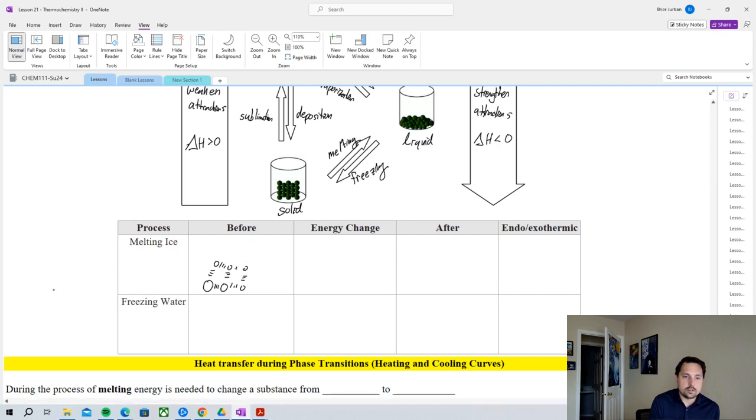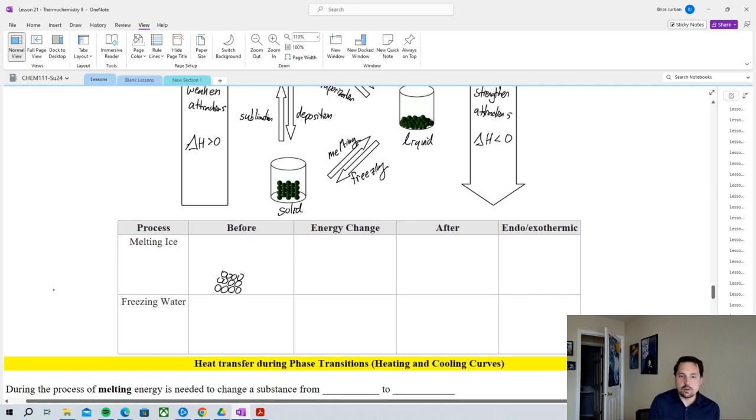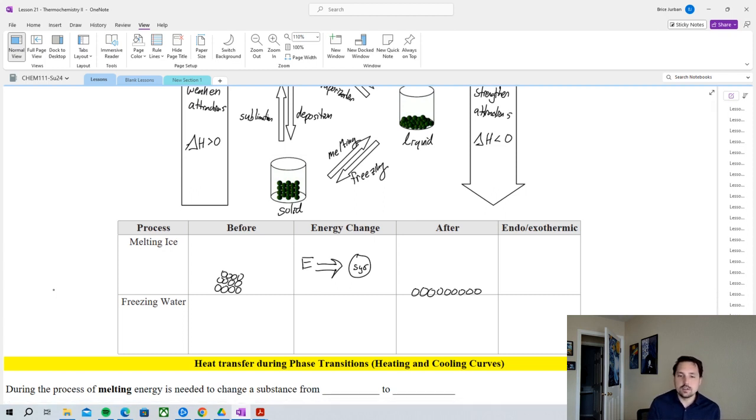I'm going to draw like this. Actually, I'm just going to draw it a little differently. Draw it simply like this. And then during the reaction, we're going to have to input a bunch of energy, right? So we input energy into the system to break these attractions. So we break the hydrogen bonds, and instead of having 4 hydrogen bonds, they have like 2 to 3 now, so they can flow over each other a lot easier.